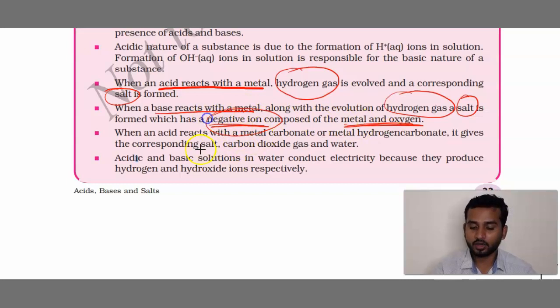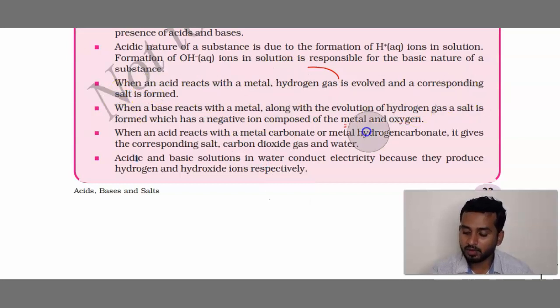Since it is a base reacting with metal, in both cases hydrogen gas and salt are formed. But the only difference is what? In the case of base, we get a negative ion in the salt.